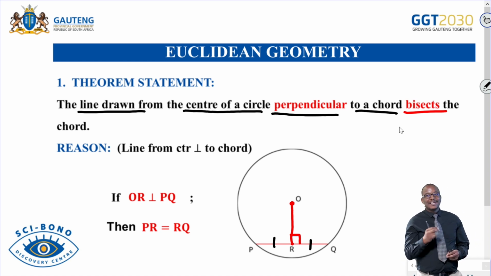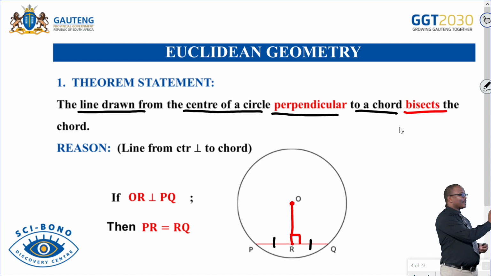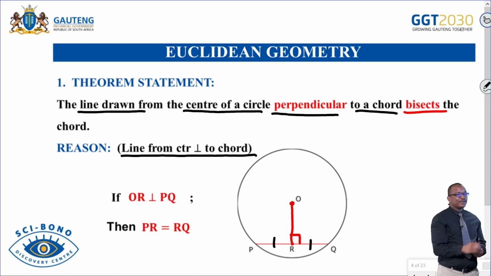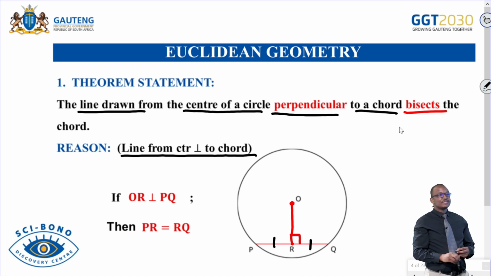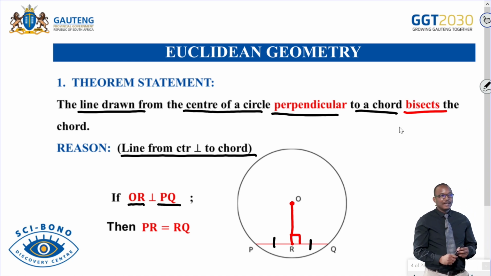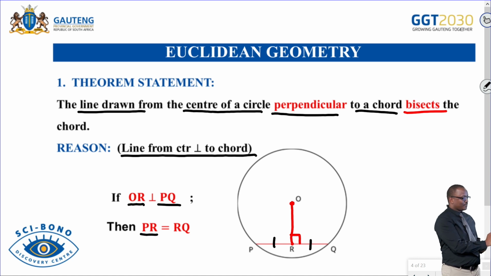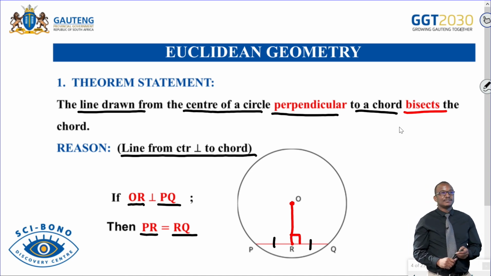Now, when you have to give a reason for this theorem, the reason will be: line from center perpendicular to chord. So we're saying if RO is perpendicular to PQ, then we can say RP is equal to RQ. That is the first theorem statement there in theorem 1.